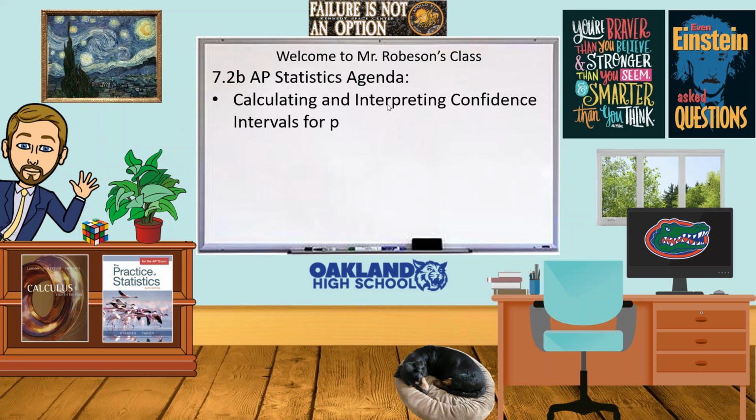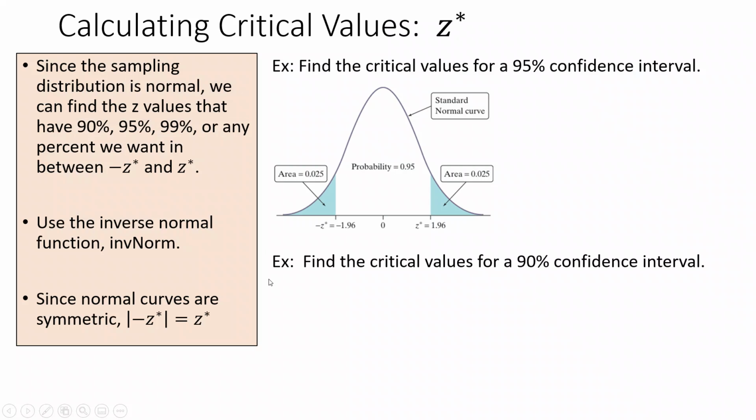So today we are going to calculate and interpret confidence intervals for proportions, P. All right, so I promised it was coming. It's coming. But first we need to get the Z star value. So we need to be able to calculate that because Z star was part of the formula for the margin of error.